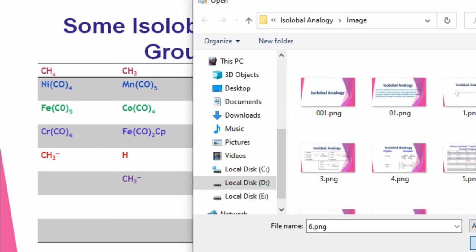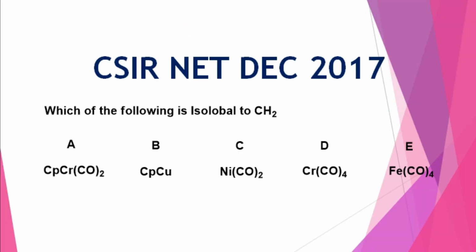So I hope from this point you have understood the basic concept of isolobal analogy. And the main point is, in CSIR NET or GATE, there is only the electronic characteristics, the electronic similarity or the electron count perspective of the isolobal analogies. Questions come from only that. So next we will discuss some previous year problems from CSIR NET.